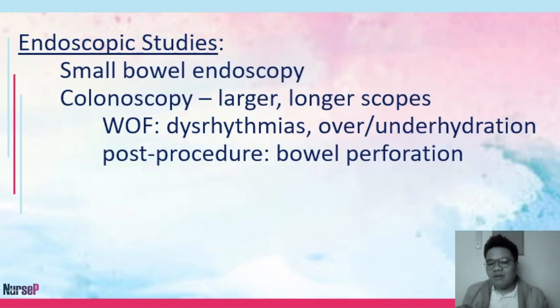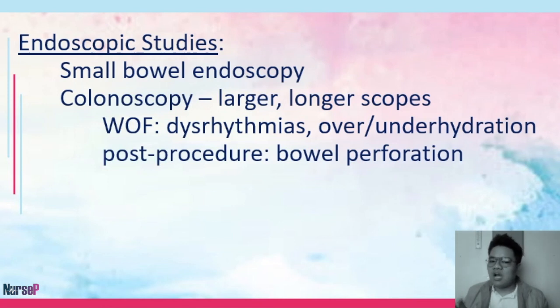Then you have your small bowel endoscopy. So the same procedure with the fibroscopy. Just the little difference here is that these are able to visualize the small intestine portions. Then you have your colonoscopy. So in colonoscopy, what we are using are larger and longer scopes compared to your upper GI endoscopy.